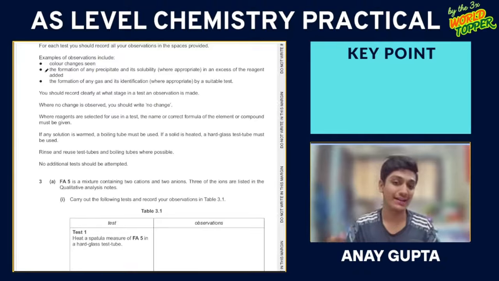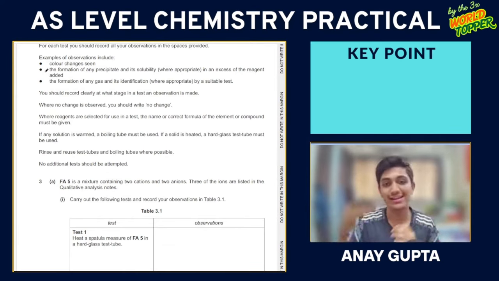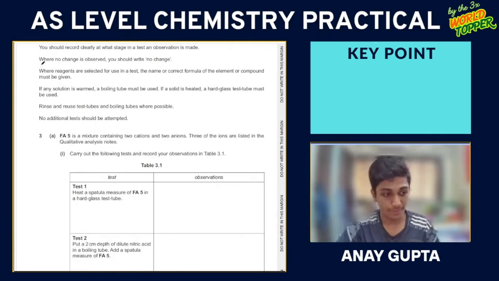When reagents are selected for use in a test, the name or correct formula of the element or compound must be given. If any solution is warmed, a boiling tube must be used. If a solid is heated, a hard glass test tube must be used. Rinse and reuse test tubes and boiling tubes where possible. No additional tests should be attempted.